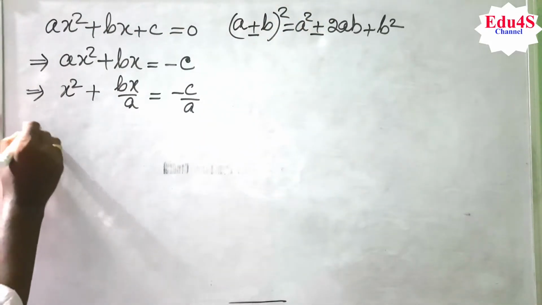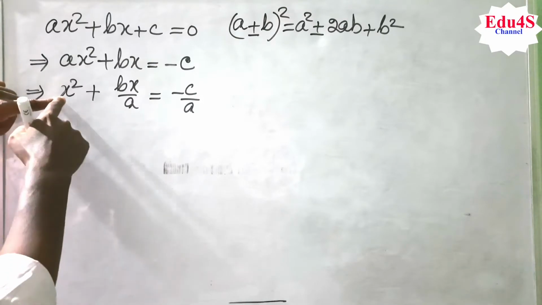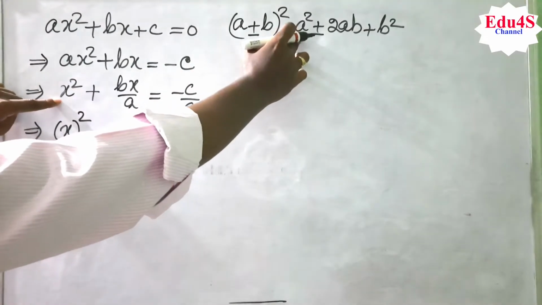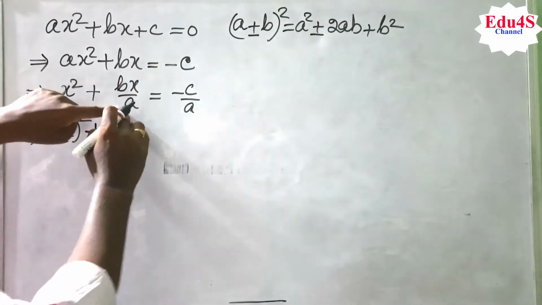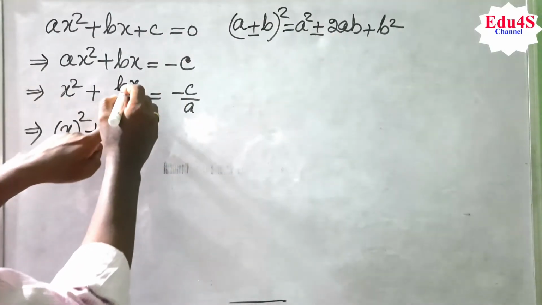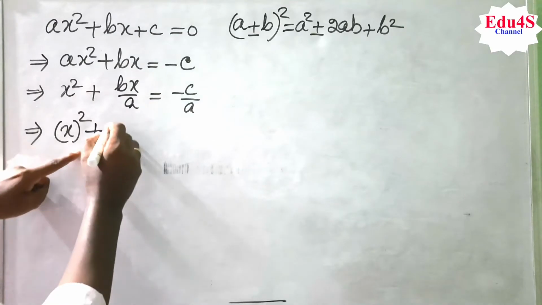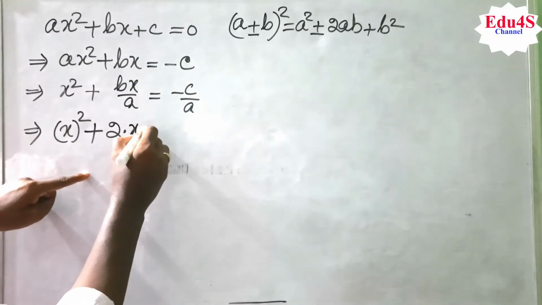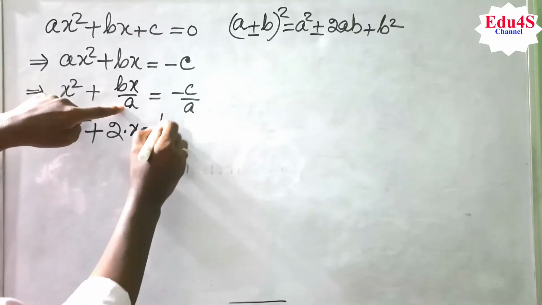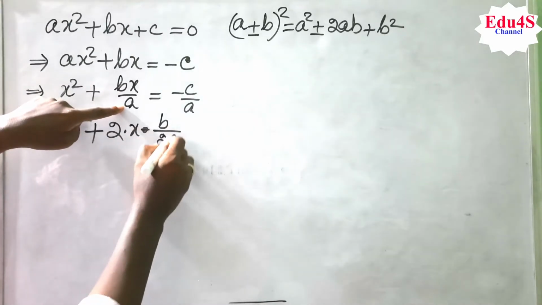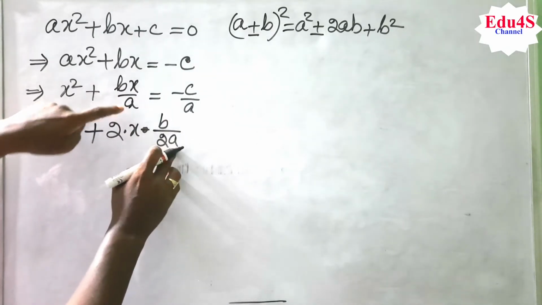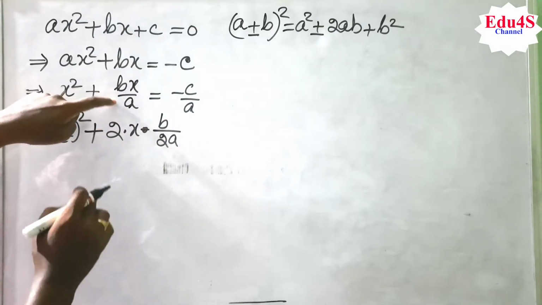So how will you write it? You first write this x square in the a square form. Then you write here plus 2ab, so you write this term as 2ab. How will you write it? 2 into a is x. Then what will be the b? In place of b, you write b by 2a. That means you write b by a and multiply 2 with a, so that 2 will be cancelled. So you will get this term.